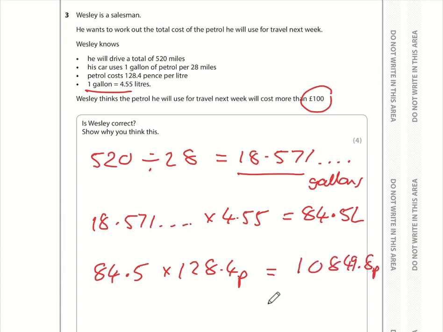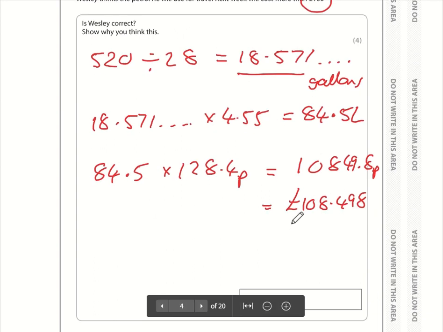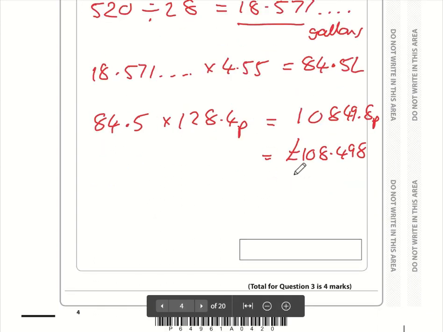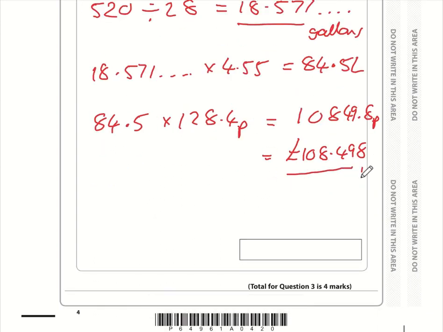10849.8 pence. Now we want to turn this into pounds, so divide by 100, move the decimal point 2 places, so it's going to be 108.498. Now pounds and pence, we only have 2 decimal places, not 3, so we're going to have to round to 2 decimal places, so the 49 is going to round up to 50. So it's £108 and 50 pence.